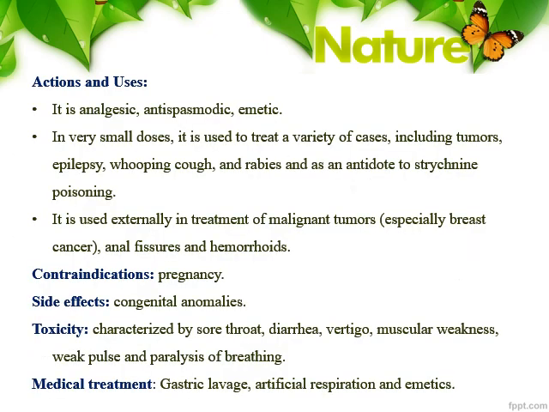The action of conium: it has analgesic, antispasmodic and emetic effects due to its alkaloids. In very small doses it is used to treat different cases including tumors, epilepsy, and whooping cough, as it is a muscle relaxant. It is also used as an antidote for strychnine poisoning, as it has CNS depressant activity. Used externally for treatment of malignant tumors, especially breast cancer, and in treatment of fissures and hemorrhoids. It is contraindicated in pregnancy. The side effect is congenital abnormality.